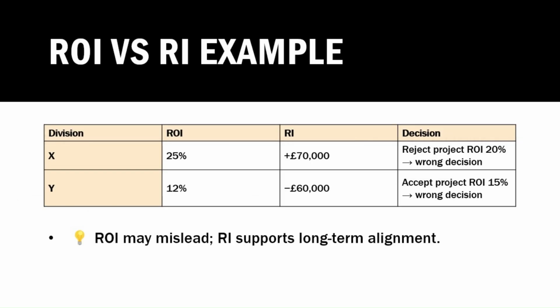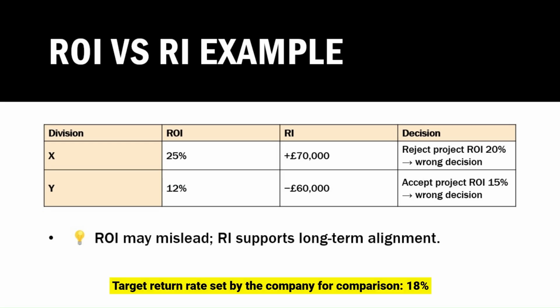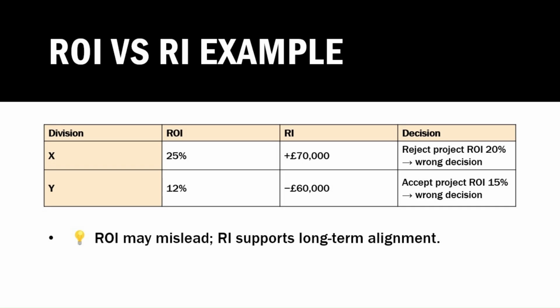Let's look at an example. Division X currently earns 25% ROI but is offered a new project that gives 20% ROI. The company's target return is 18%. If managers are judged only by ROI, they'll reject the project even though it increases company profit. This is dysfunctional behavior. Using RI solves this problem because it focuses on total pounds of profit, not just percentages, ensuring managers act in the company's best interest.